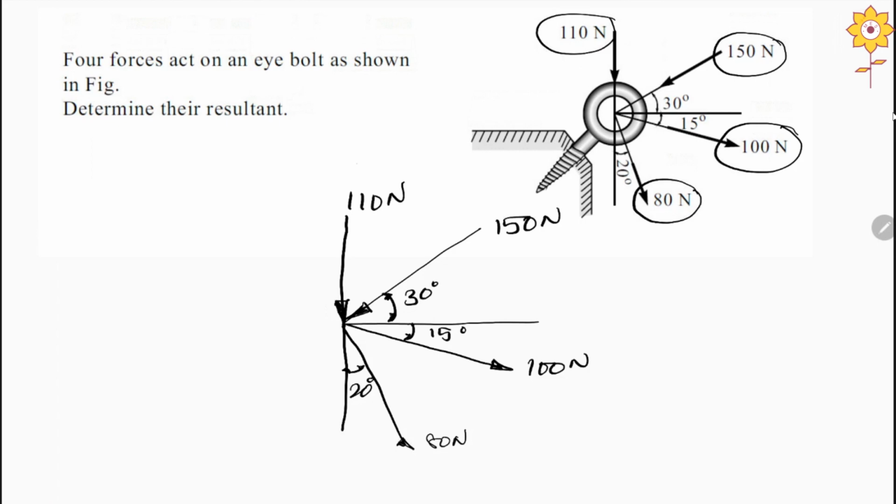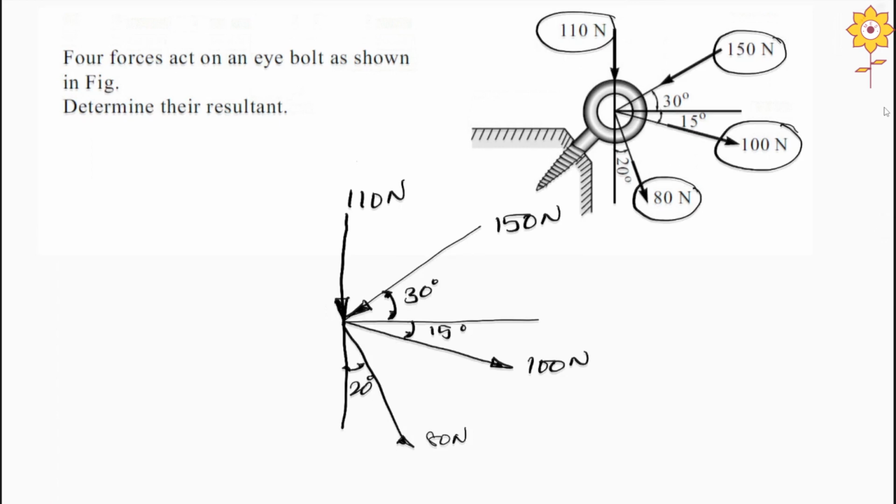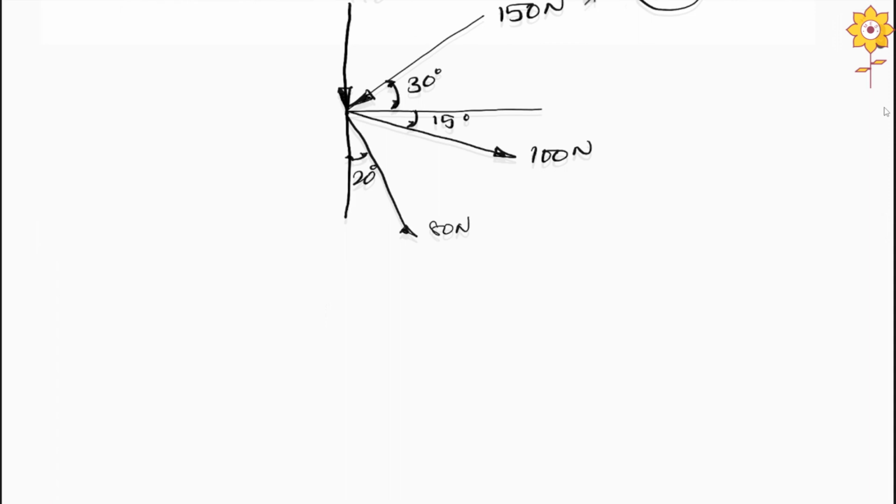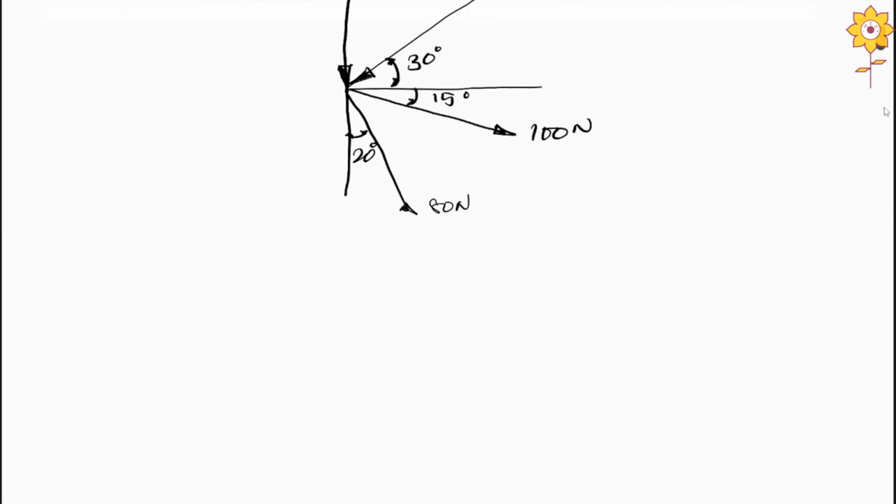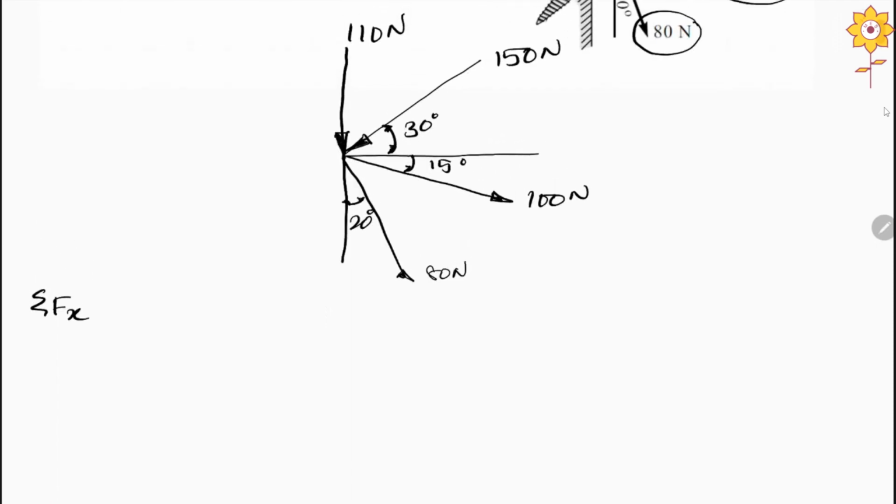So, we have now converted this complex figure into a simpler figure. Now, we can solve this problem. First of all, to find the resultant, we have steps. The first step is to find out the summation of F of x, that is all the horizontal forces. We have three forces which are inclined, 150, 100 and 80 Newton, so we have to resolve these inclined forces.